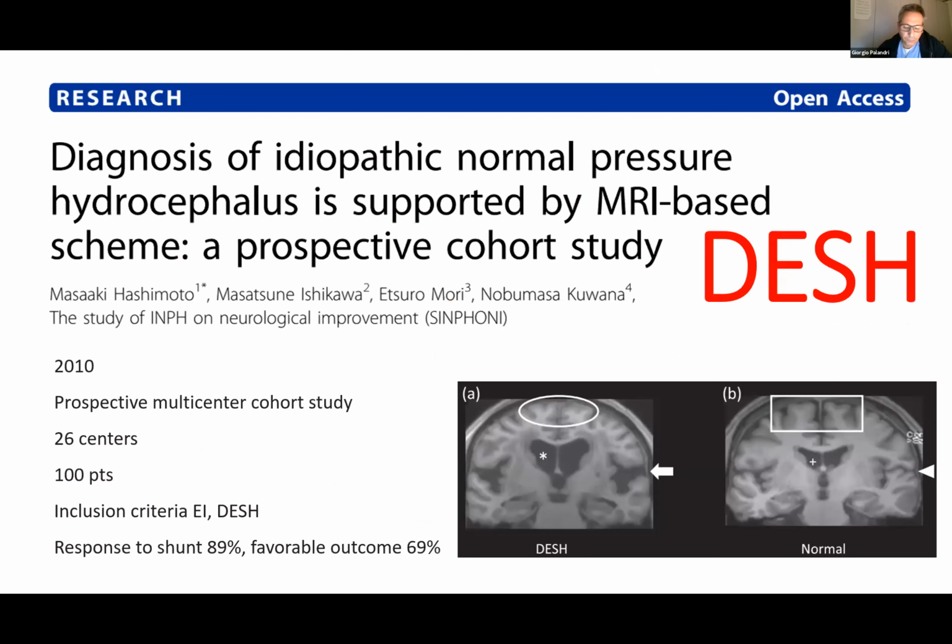Coming back to the second of our radiological markers, we must cite this prospective multicenter study, a part of the Japanese SINPHONI study, in which 26 centers enrolled 100 patients with an Evans index above 0.3 and the DESH. The results were extremely promising, with an overall response to shunt of almost 90% and an improvement of almost 70% at the modified Rankin Scale.